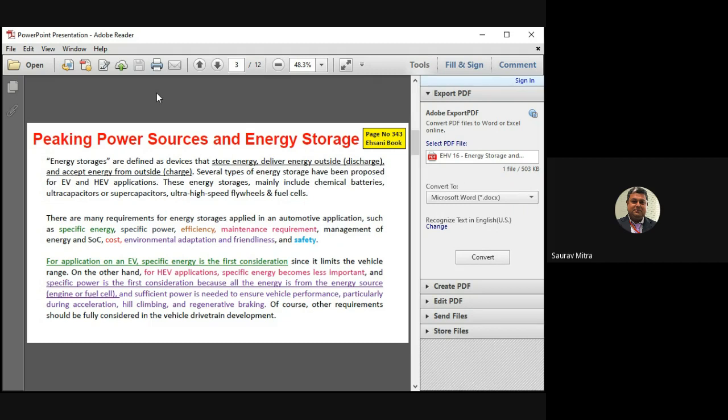What is the third source? Third source is regenerative action. That means whenever the vehicle is going downward, at that time the output motor acts as an input generator. The output motor, which is driving the wheels, acts as a generator, and power flows back from the output to the input side, and the battery gets charged. So these are the 3 ways.